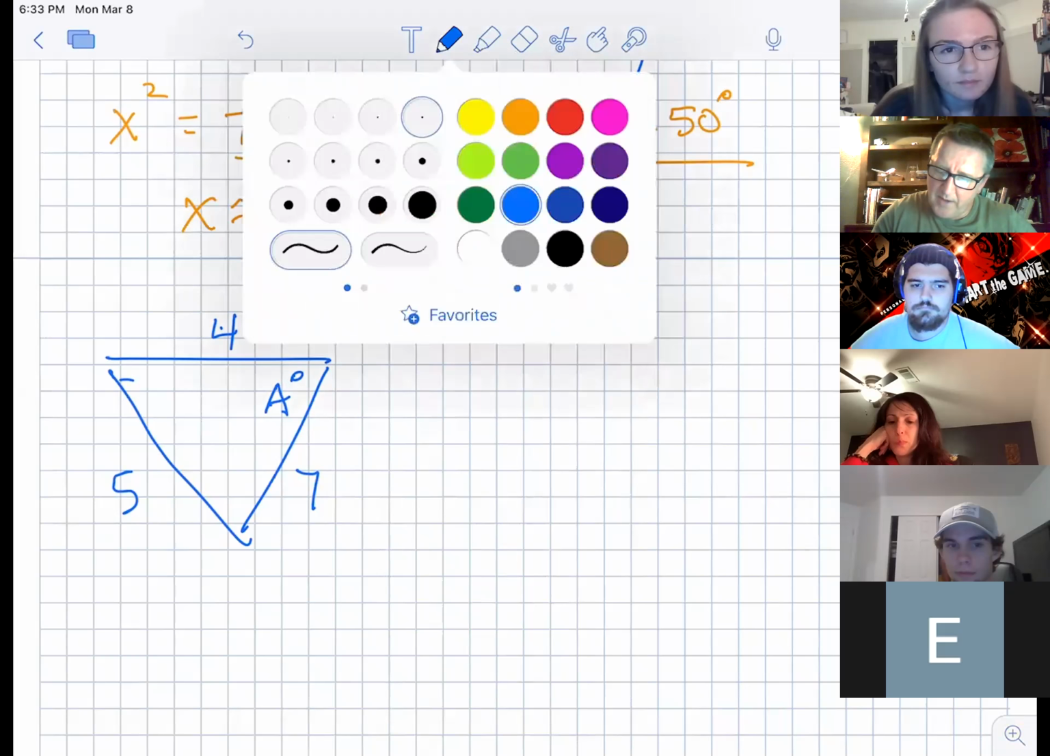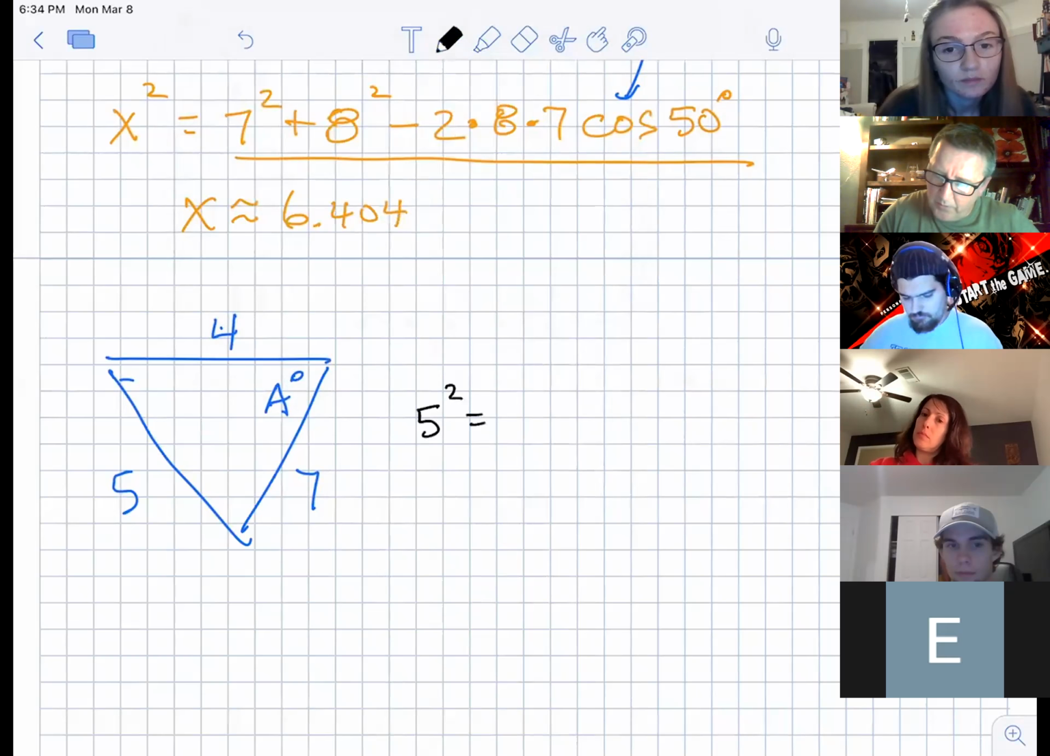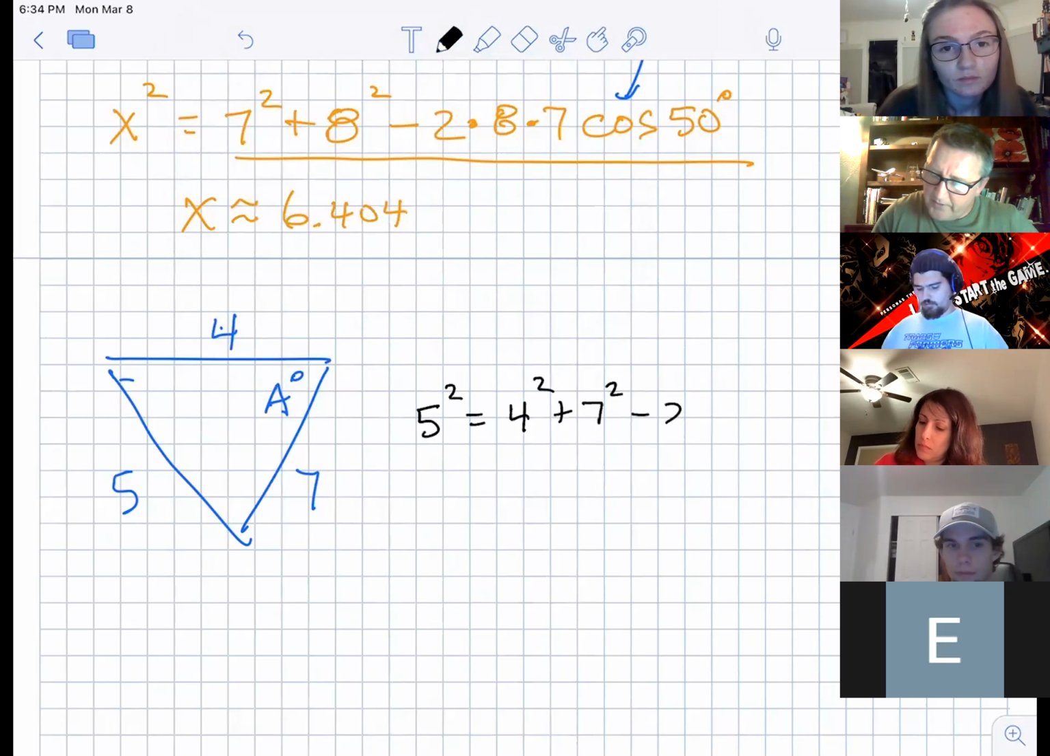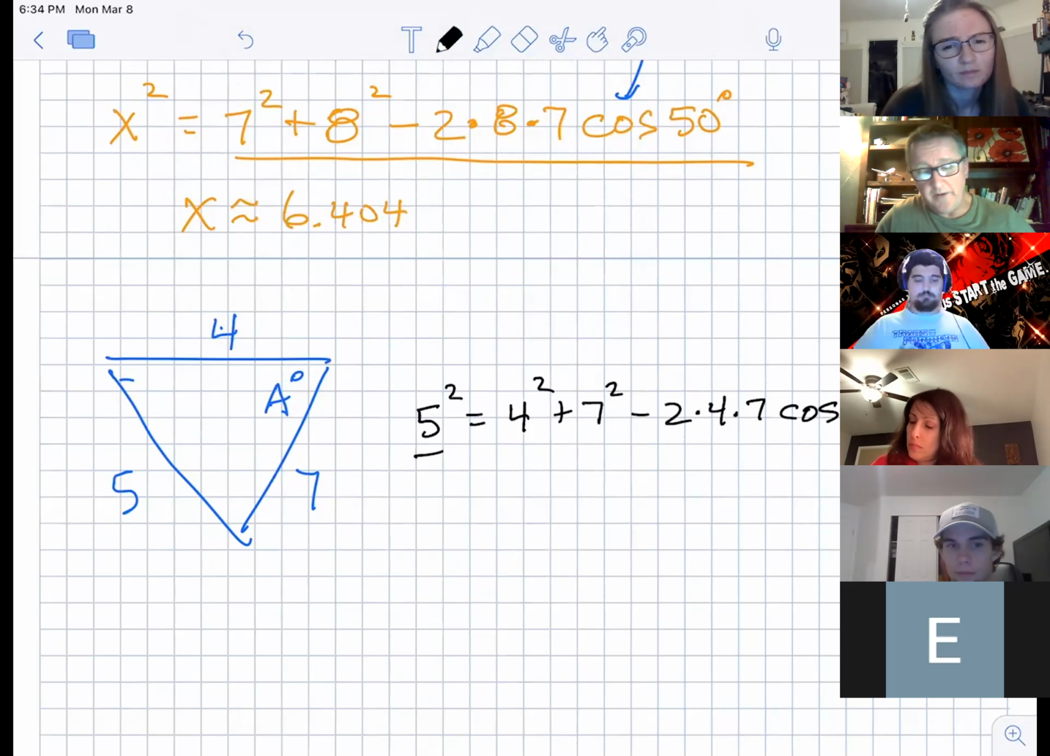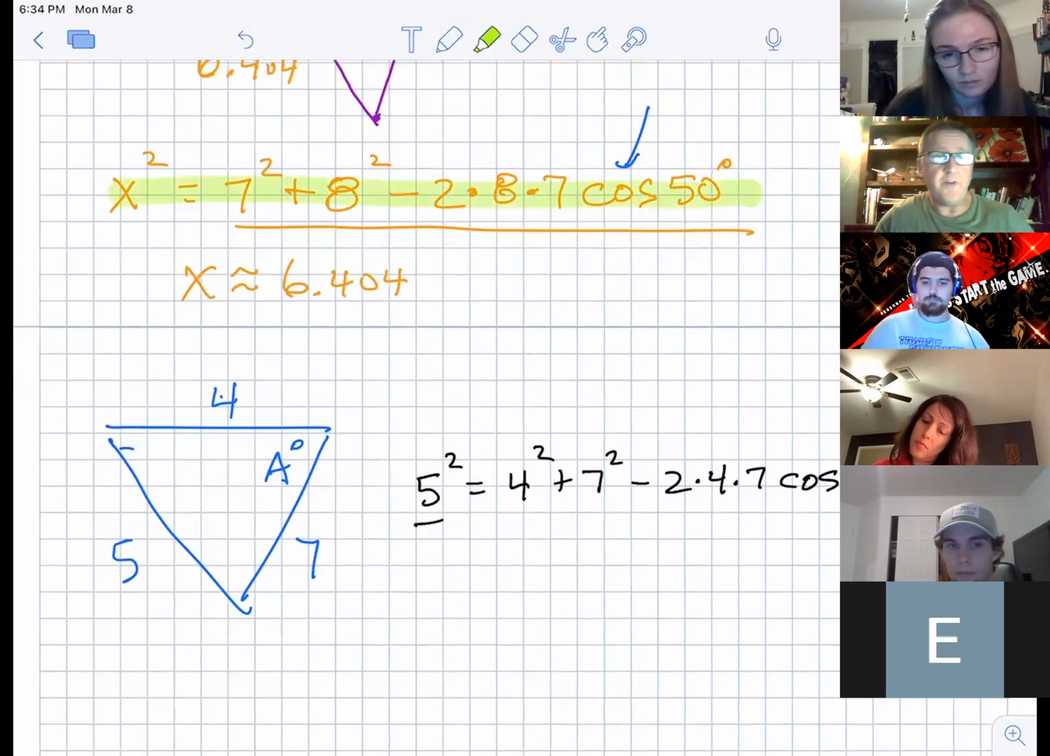Which one do I put by itself? The 4 or the 5 or the 7? The 5. 5 squared equals, I don't care which is which, 4 squared plus 7 squared, minus 2 times 4 times 7 times the cosine of the angle across from the 5. Now, I'm not as happy with this equation because the thing I want to know is not already solved, right? Back here, I really like this equation because the thing I was trying to solve for, x, was already by itself.